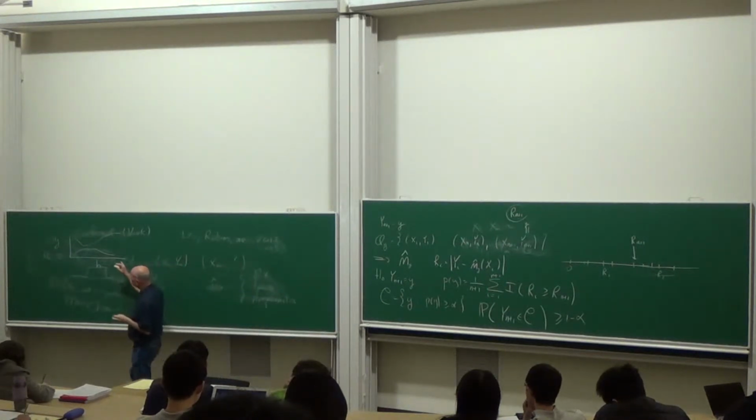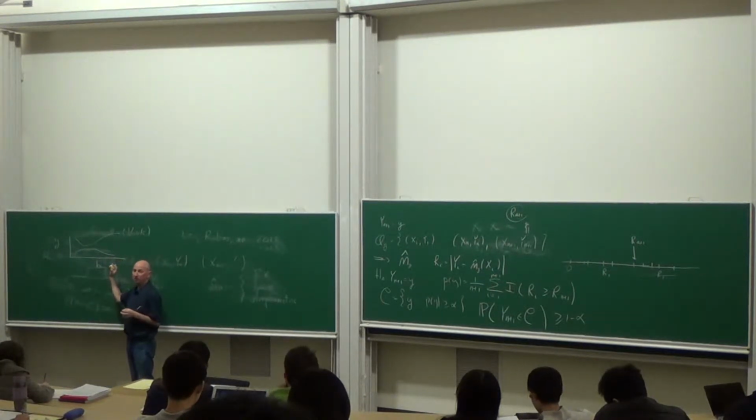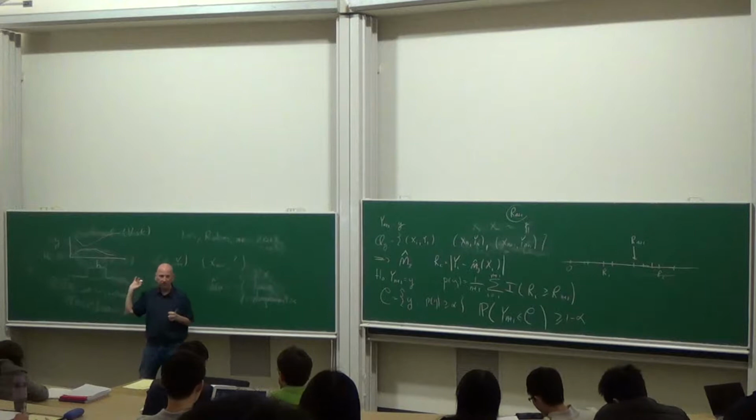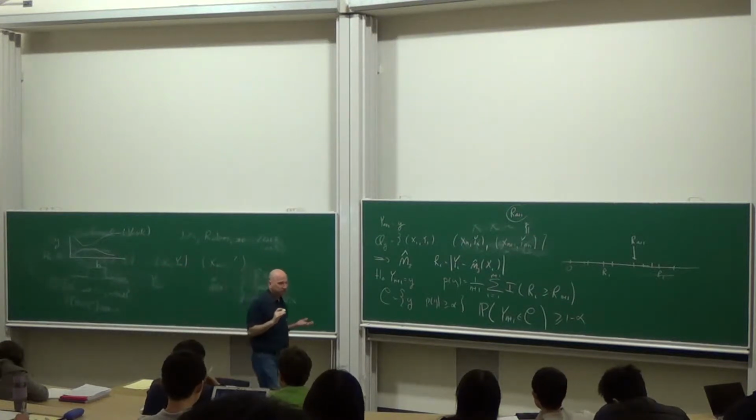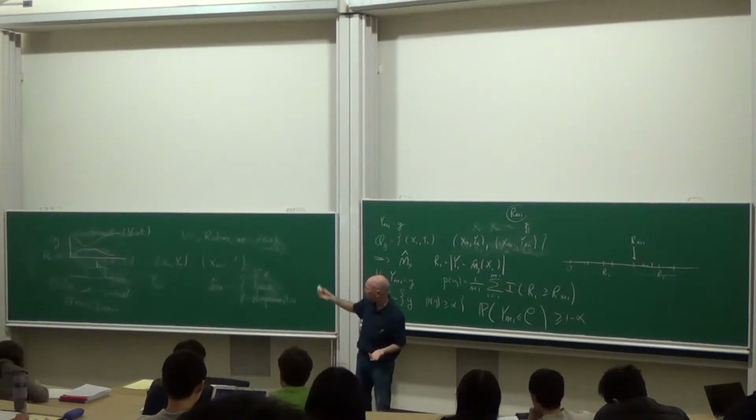So the fact that it works even if you're using a terrible model, there's no logical contradiction there, but you won't necessarily get a good prediction. You might get a huge prediction.